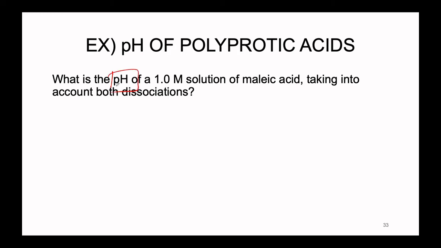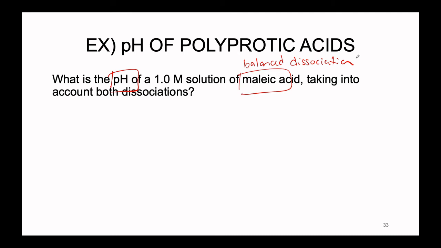And for this example, we are going to take into account both dissociations, just to illustrate how important it is that we take either just one dissociation or both dissociations into account. The way that we are going to start this problem is much like how we have started any reversible reaction type of problem. We need some type of balanced chemical equation, a balanced dissociation.